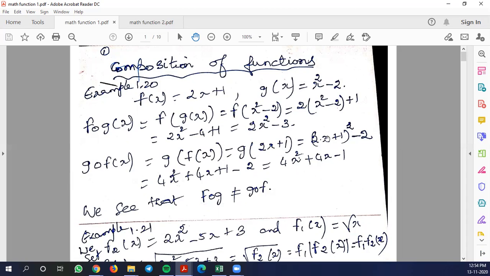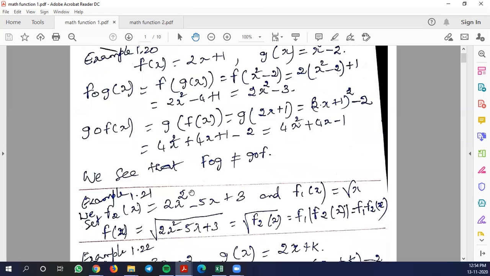Expand, this is of the form (a + b)². It is a², 4x², plus 2ab, 2 into 2x, 2 twos are 4x, plus b², it is 1. The minus 2 is outside. So 4x² + 4x, what is this 1 − 2? It is −1. Sign before the greater is minus. Now you see, is f(g(x)) equal to g(f(x))? Here it's different and here it is different. So we see that this is not equal to this one.